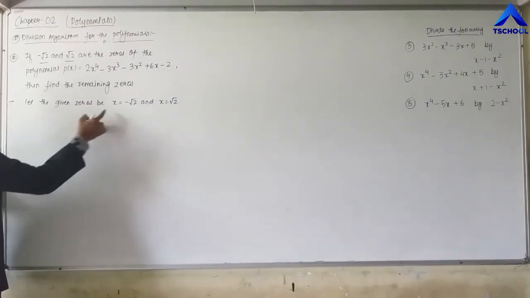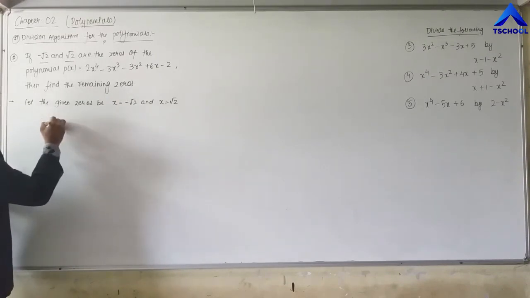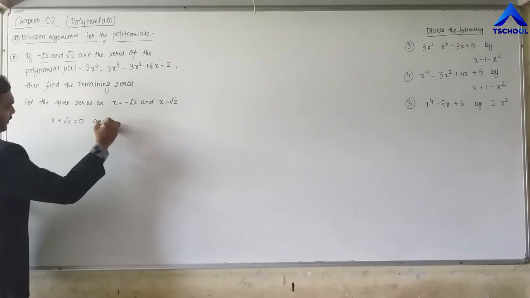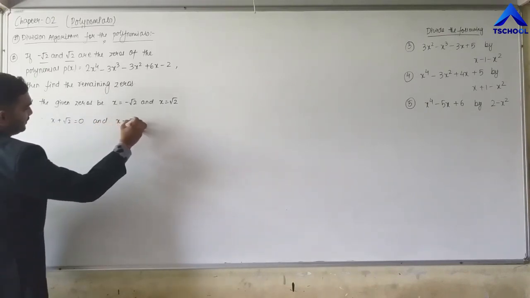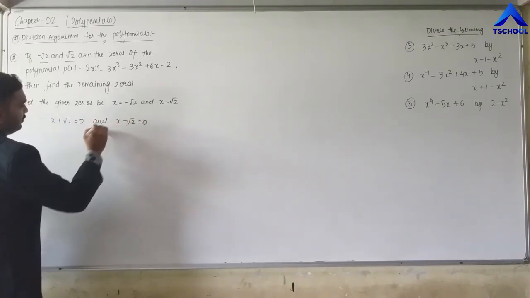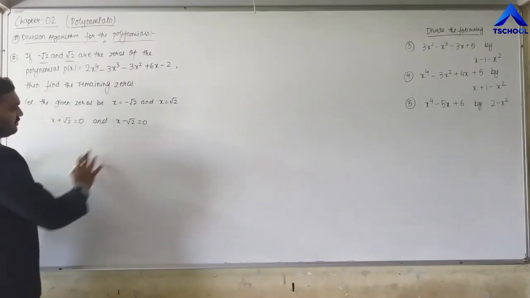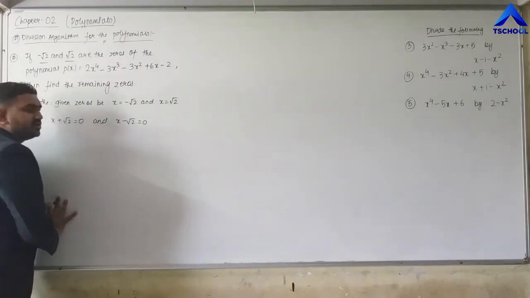Therefore, if x equals minus root 2, then we can write x plus root 2 equals 0, and x minus root 2 is also equal to 0. That means x plus root 2 equals 0 and x minus root 2 equals 0.